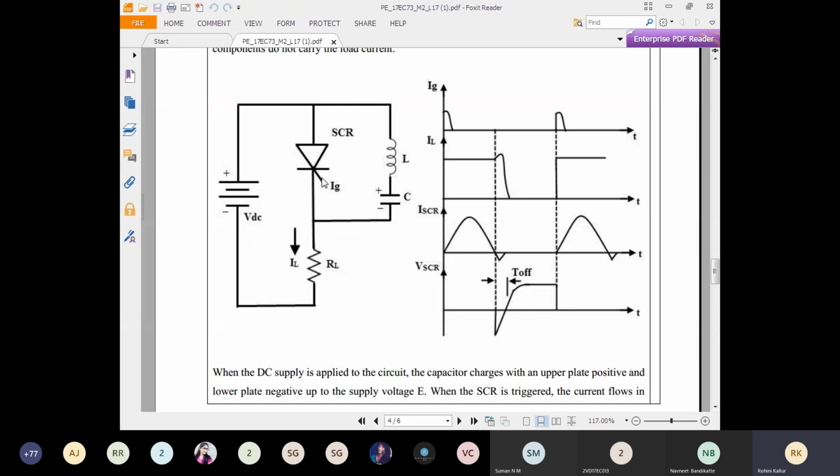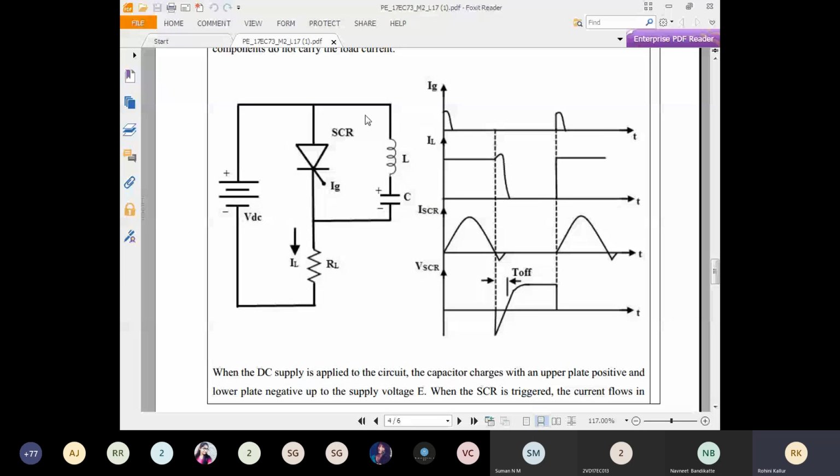Turning this device on means we apply the gate voltage, the gate current will flow and the device will be on. The conducting current will flow from anode to cathode and then through the load. This current will be more than the current flowing in this particular wing. When the current across this wing is reduced and the capacitor reaches the maximum, the capacitor will discharge through this conducting SCR.